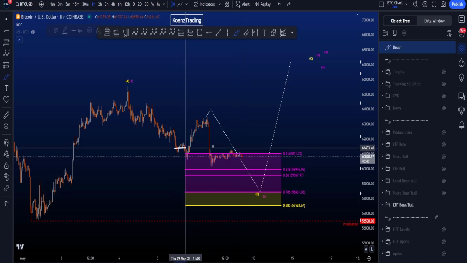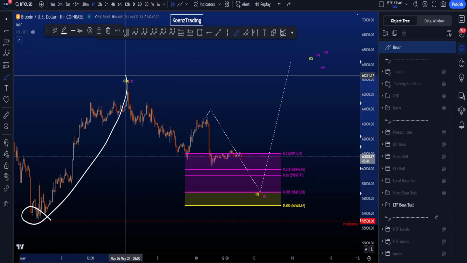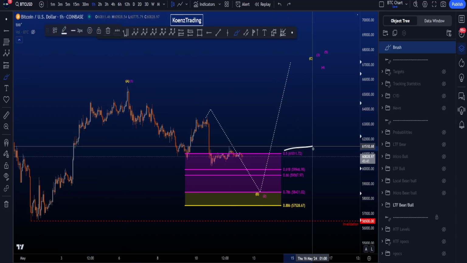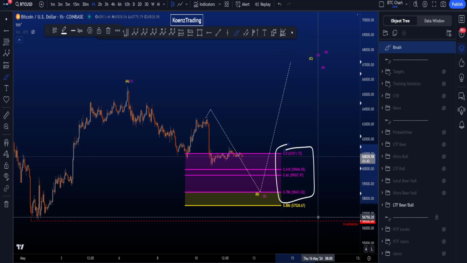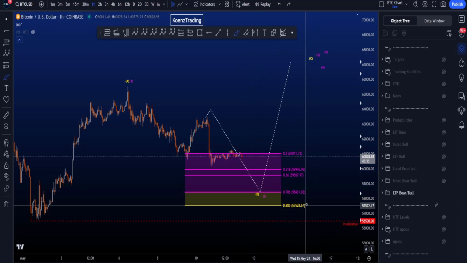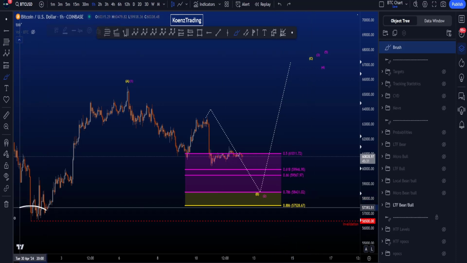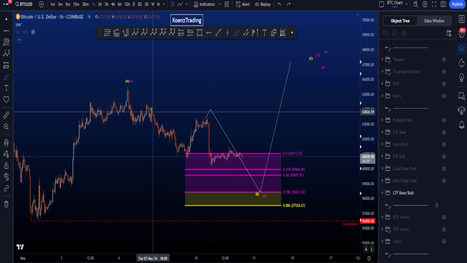Common target area for your wave 2 is between the 0.5 and the 0.786, taken from the low to the high of 1, giving you a target area between 61k and 58.4k, with the 0.886 also being a common target for a wave B at 57.5k. The invalidation for this scenario is the low at 56.5k.